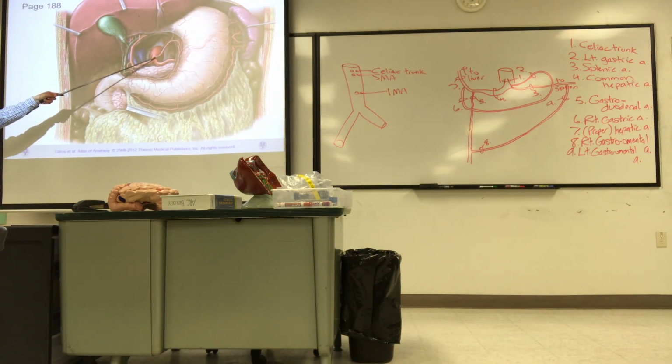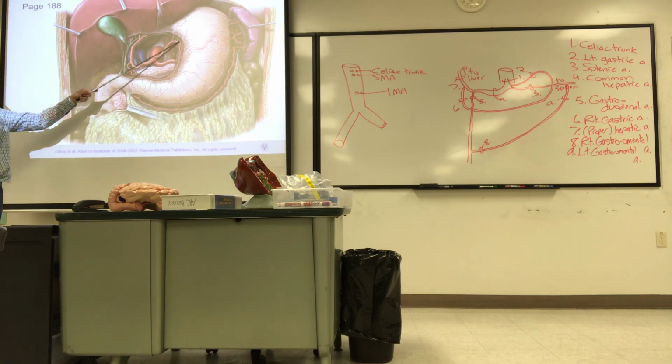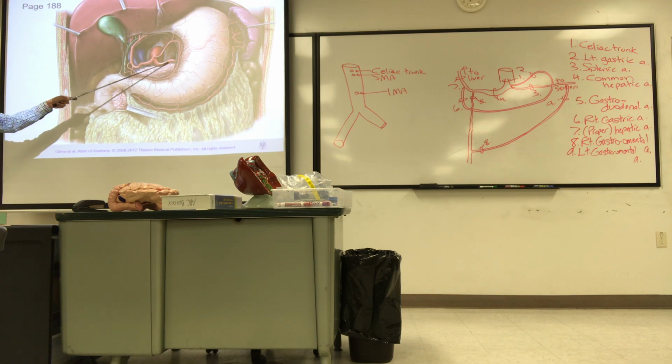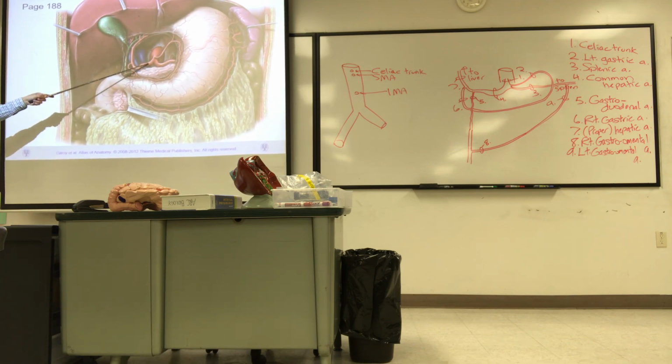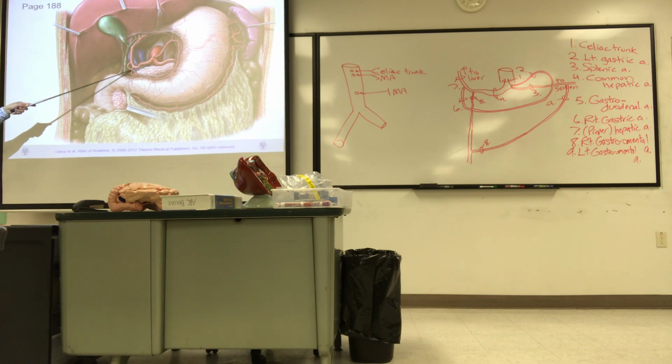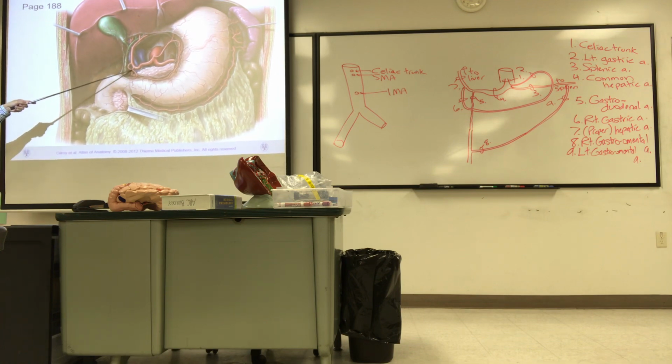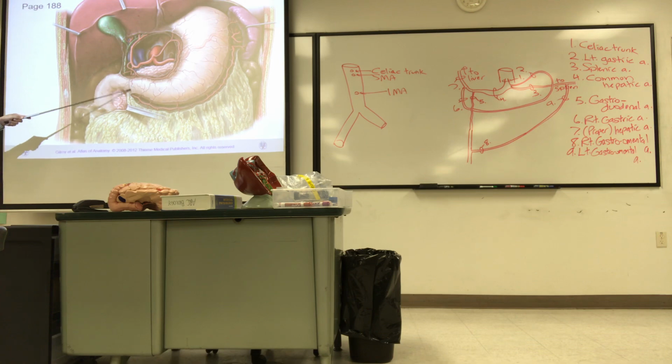Celiac trunk. What is this one? Left gastric artery. What's this one? Splenic. What about right here? Common hepatic. Now look at that first branch that goes down. What's the first branch going down? Gastroduodenal. But if it follows the greater curvature of the stomach, it's the gastromental.